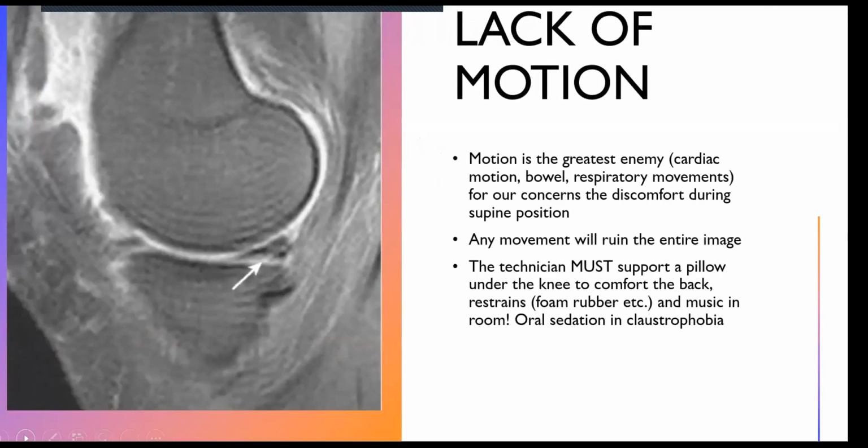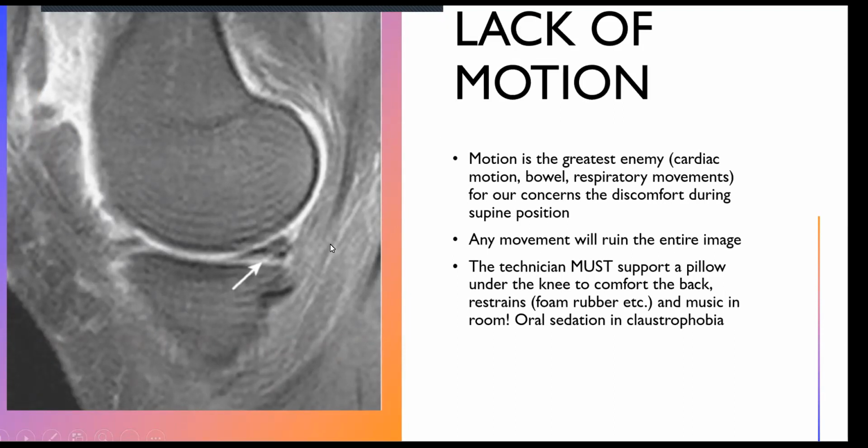So what is lack of motion? Motion is the greatest enemy: cardiac motion, bowel peristalsis, respiratory motion. Our concern regarding the musculoskeletal system is discomfort during the supine position; the patient cannot be maintained for about 40 minutes in supine position. So the patient may get frustrated, as you see in this picture for the knee MRI in sagittal view, which looks like a wave of water. Any movement will ruin the entire image.